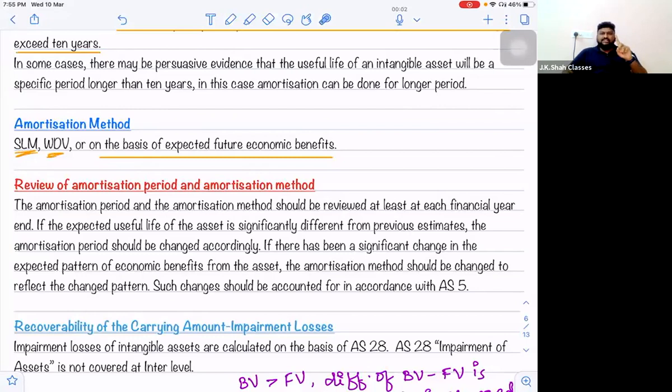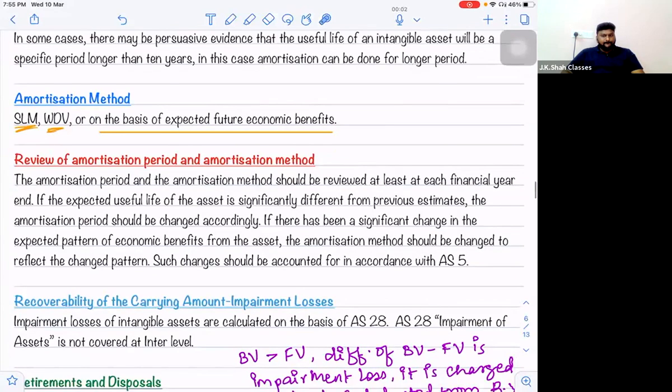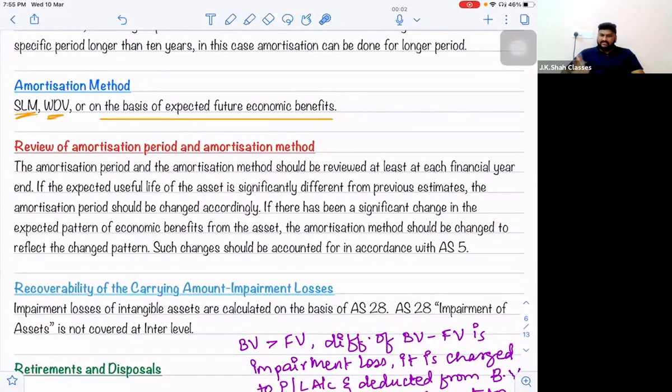And sir, changing the life of the asset or changing the method of amortization is always a change in accounting estimate as per AS 5. It is not a change in accounting policy. It is a change in accounting estimate. I hope people are clear with this point.